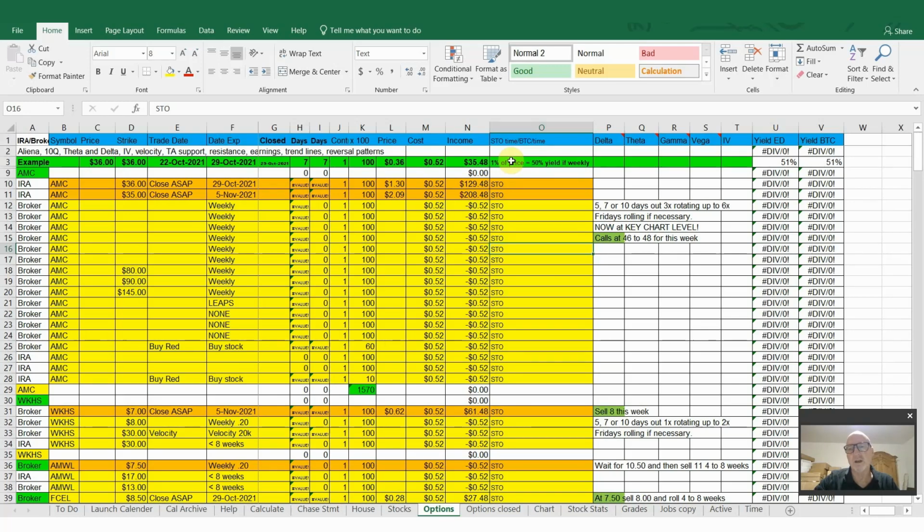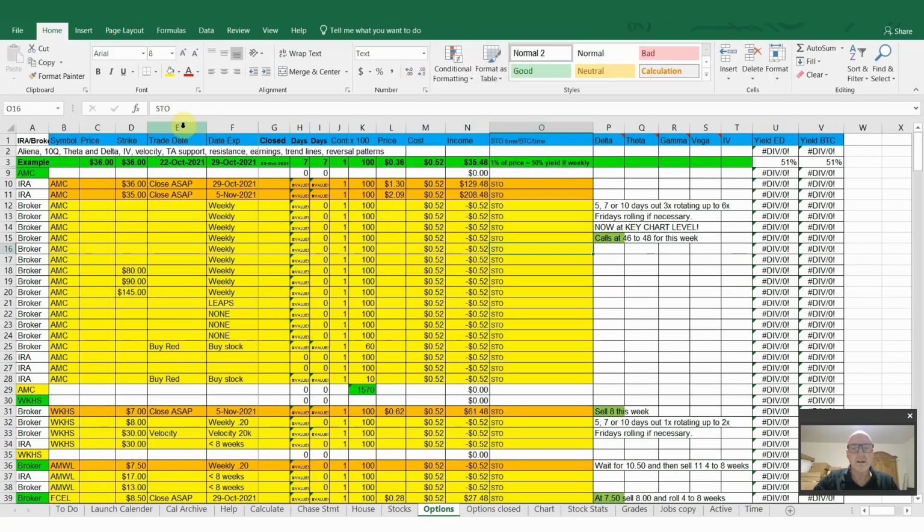I want to make 51% yield, which means that if I put it in a bank account, my return would be 51% or 50% per year. That's the minimum I want. Actually, I trade in a sense that I want to make 100% on my money. So if I invest $50,000, I want to make $50,000 a year in income.